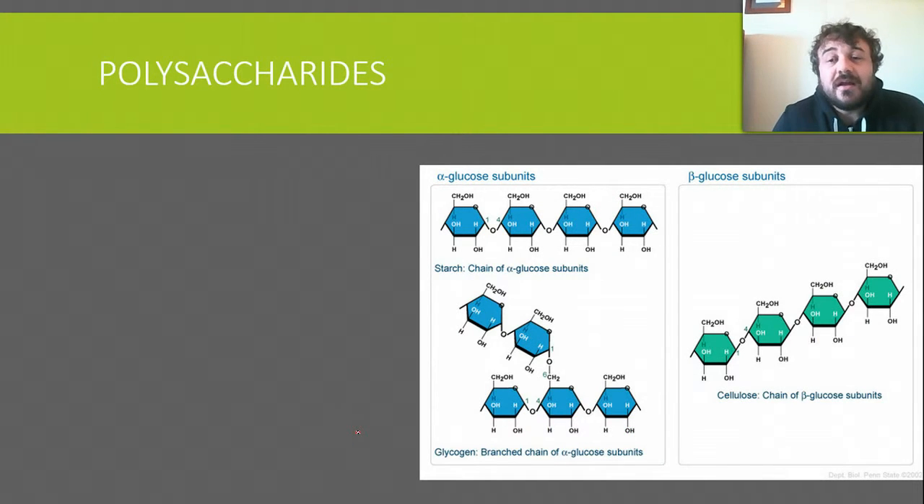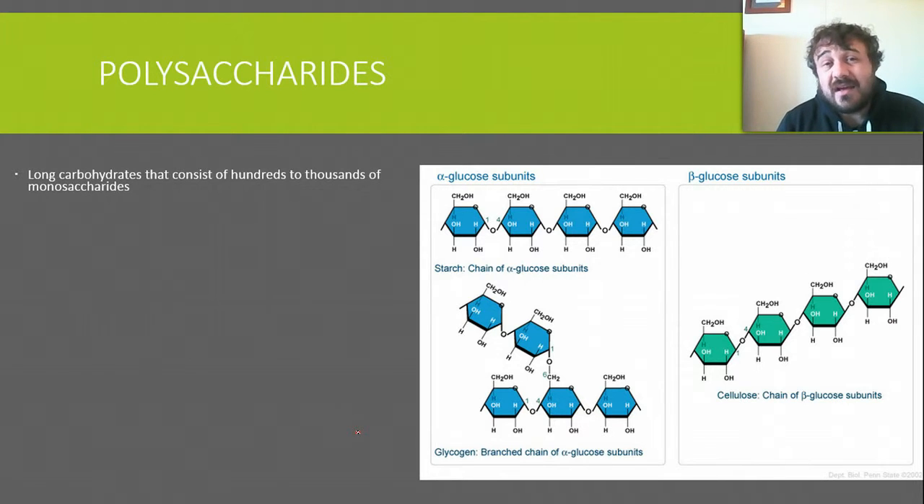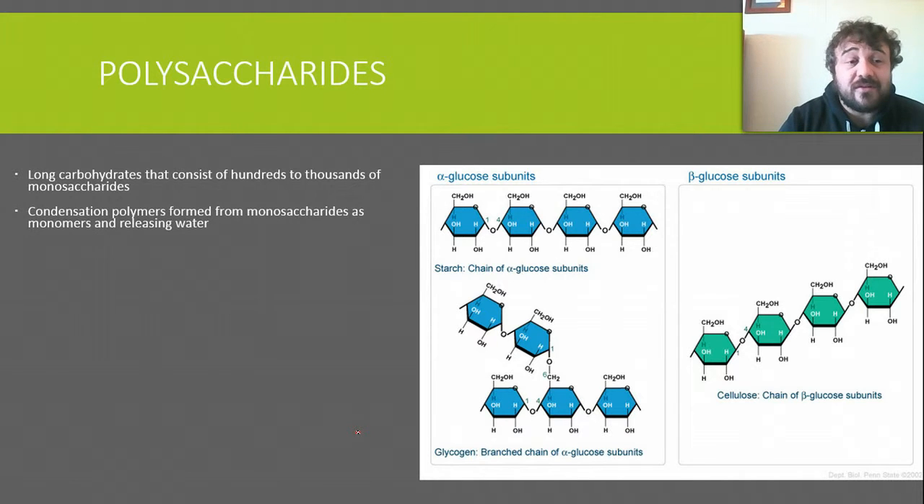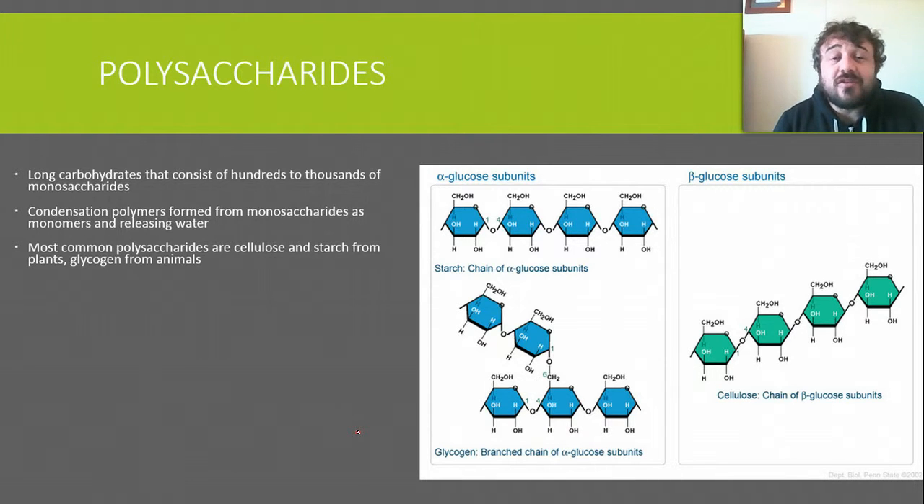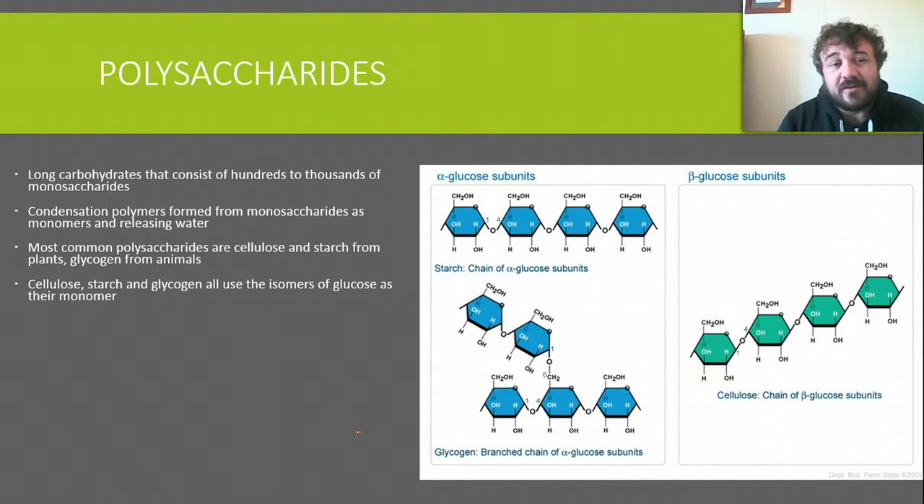And that's pretty straightforward. Now the polysaccharides. These are really common, and these are the sorts of things that a forensic scientist will spend most of their time trying to identify. So these are long chains of carbohydrates that consist of like hundreds and thousands of monosaccharides. And they're formed via a condensation reaction, much the same as a disaccharide, but just continue the chain reaction along. And the most common ones are cellulose and starch, which are found in plants, and glycogen in animals. They're not the only ones, they're just the ones we're going to talk about.